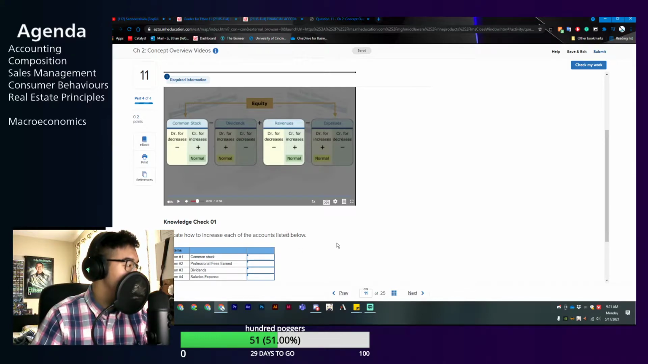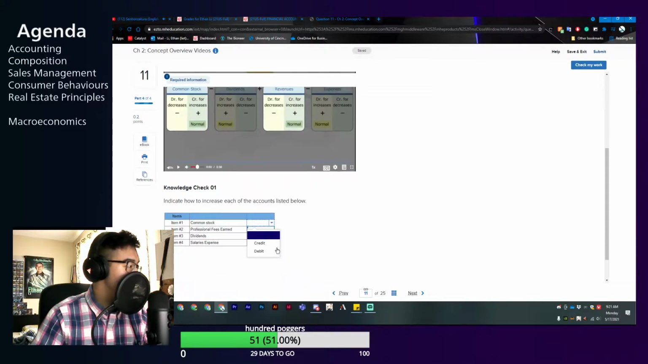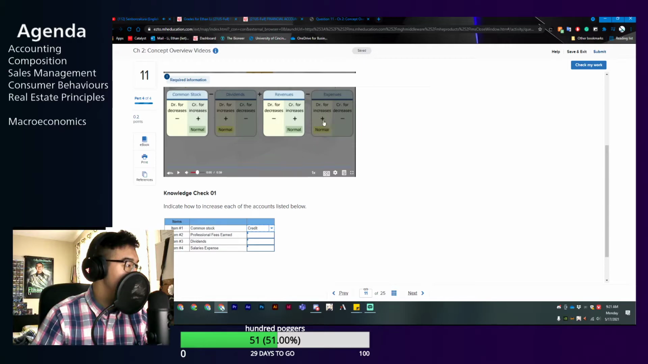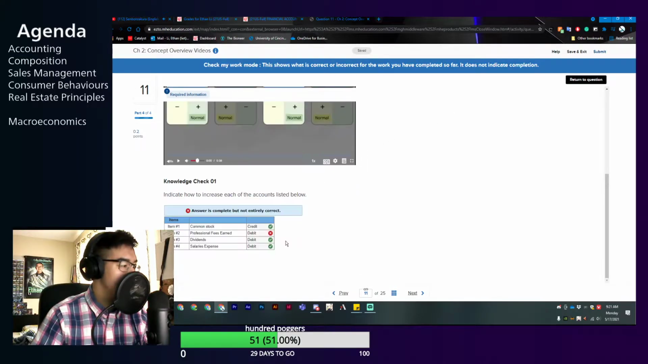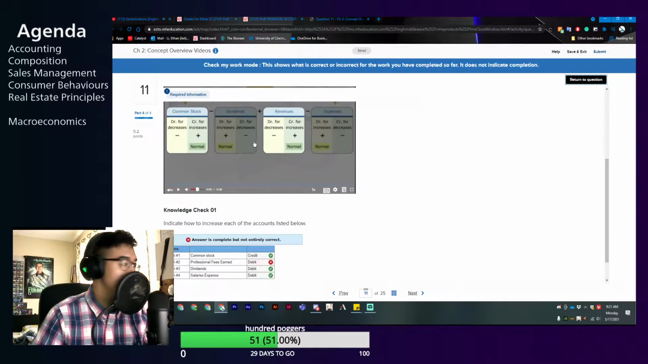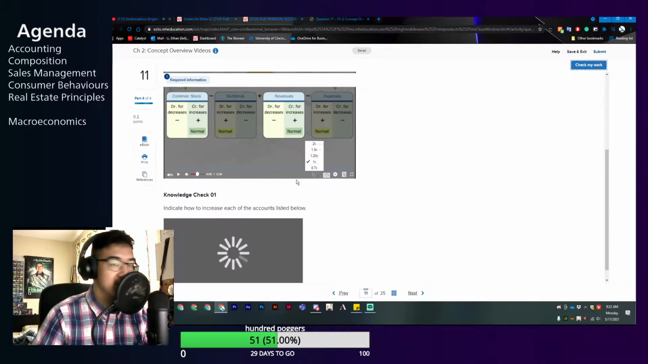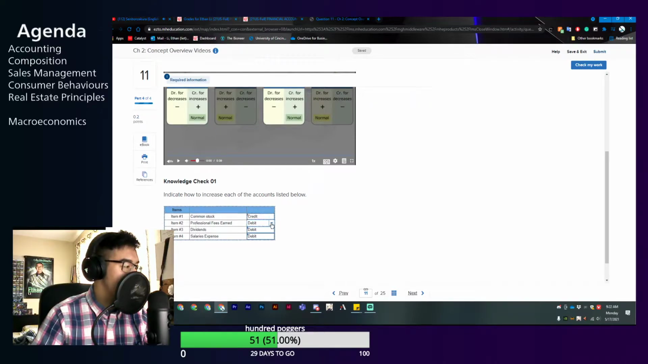Okay, wait. This is within equity. So common stock. To increase it, you would need to credit. Professional fees would be expenses, so it'd be a debit. Dividends would also be a debit. Salaries expense would also be a, I guess, debit. Check. Please. Okay, professional fees would be a credit. Wait, that means professional fees would either be revenue or common stock, which doesn't make sense to me. But I mean, whatever you say.